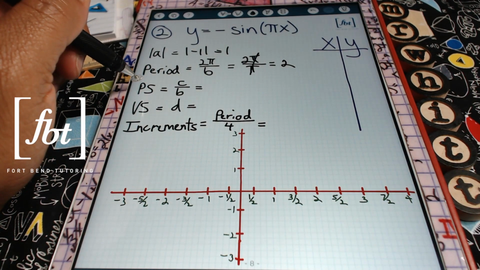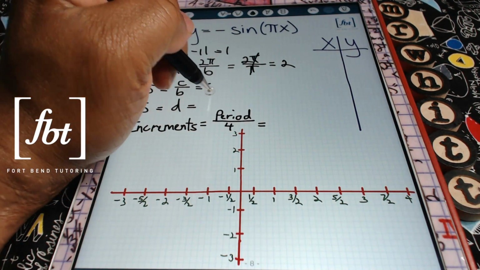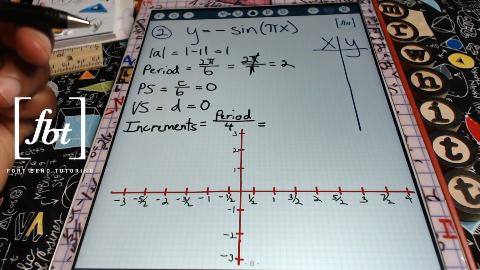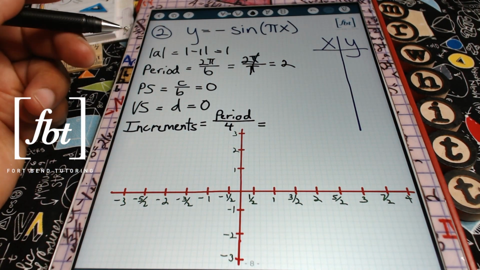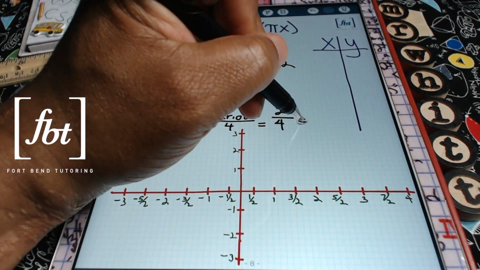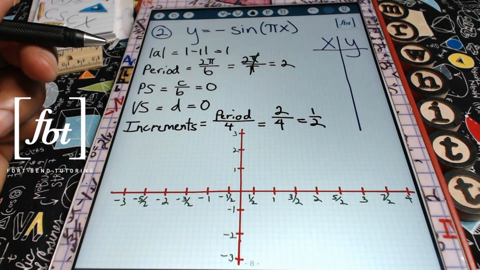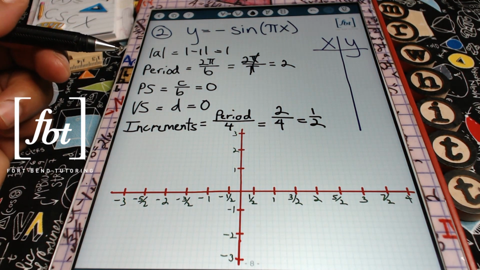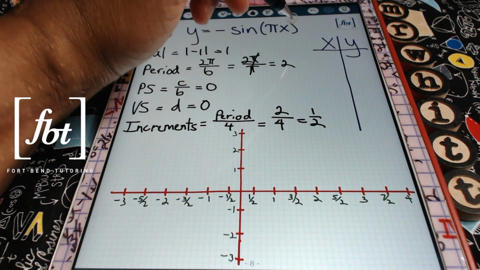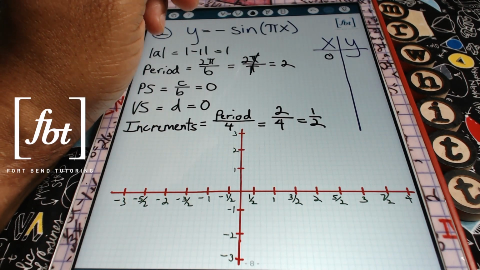And then our phase shift here, we don't have a c value, so that's 0. We also don't have a d value, so there's no vertical shift for this function. And our increments is going to be our period, which is 2, divided by 4. So simplifying, we'll end up with 1/2 for our increments. All right, that being the case, well, let's go ahead and begin with our x values for our xy chart, starting with our phase shift value, which is 0. So we'll start at 0 here and keep adding 1/2.